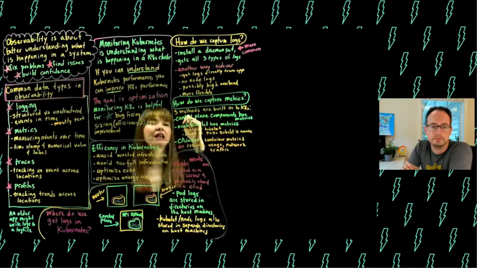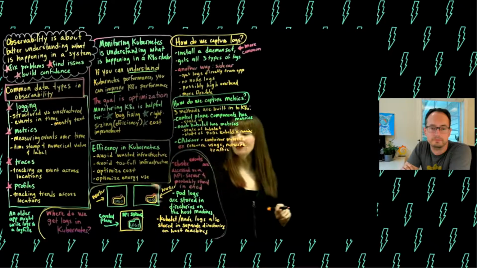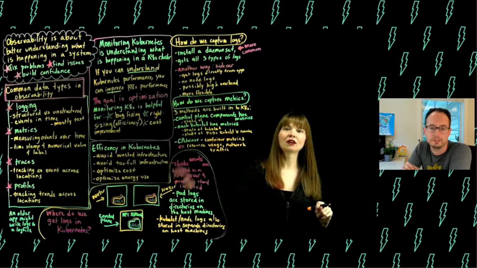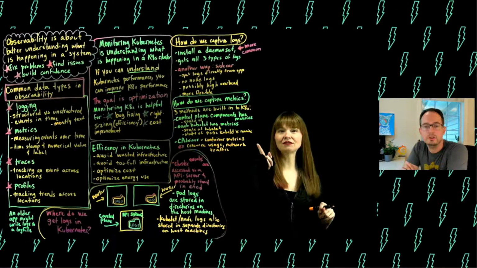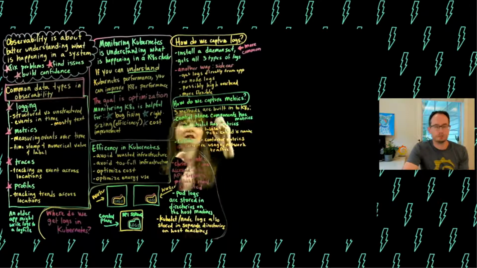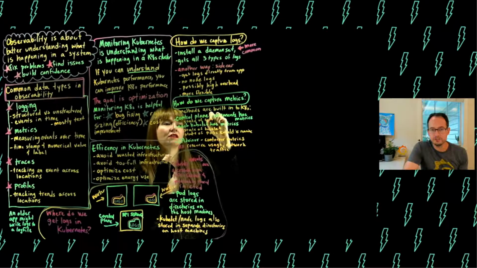So state of control plane. And then, so these are captured, but like when you talked about how logs are captured, you kind of talk about where they live too. Yeah. Where do these live? Where do the metrics live? That's a great question.